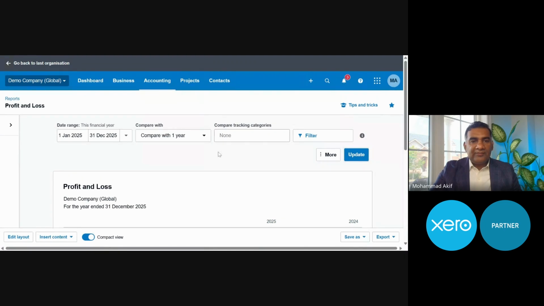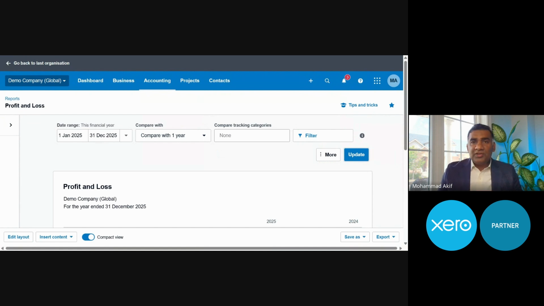So here we have a demo company that we'll be going through. We'll be talking about, when we are doing bookkeeping cleanup, what are we looking at to see where the problems are, right? So first we'll identify all the problems, and then we'll give the solutions.